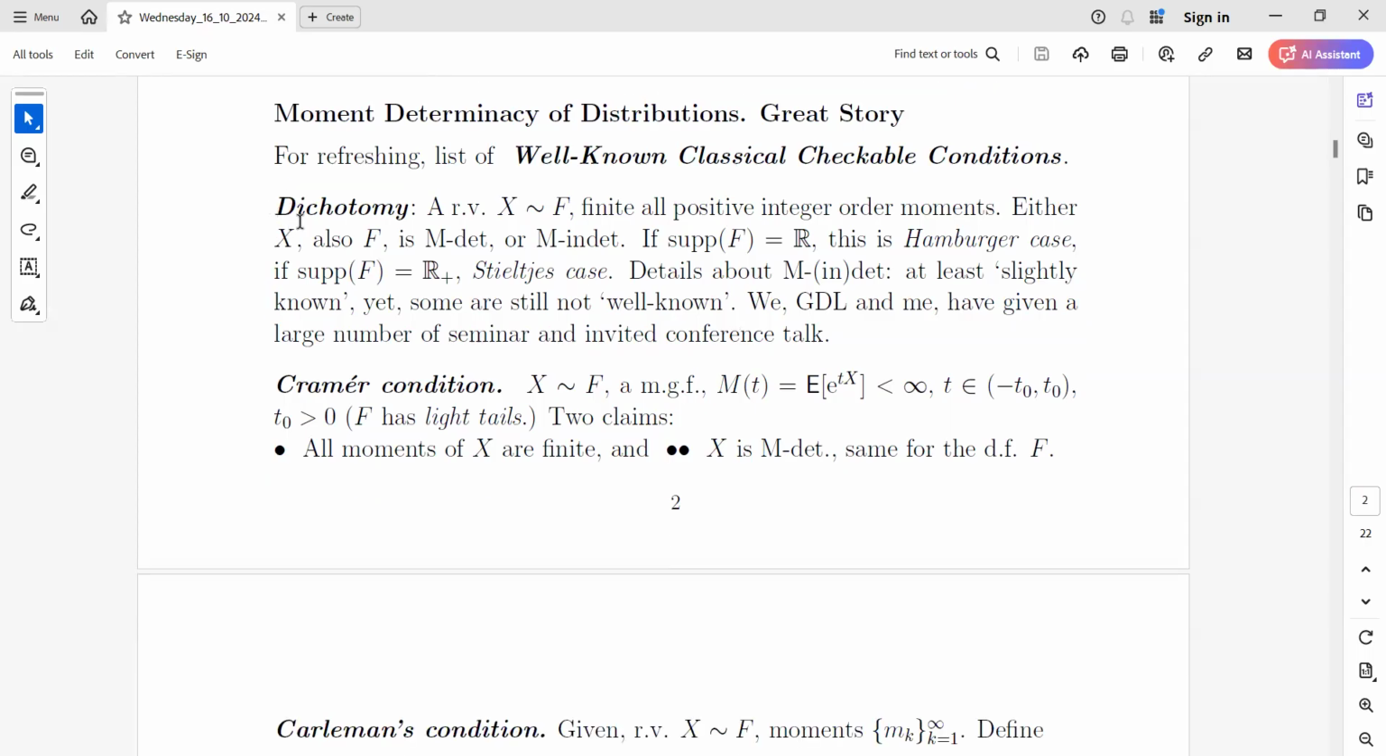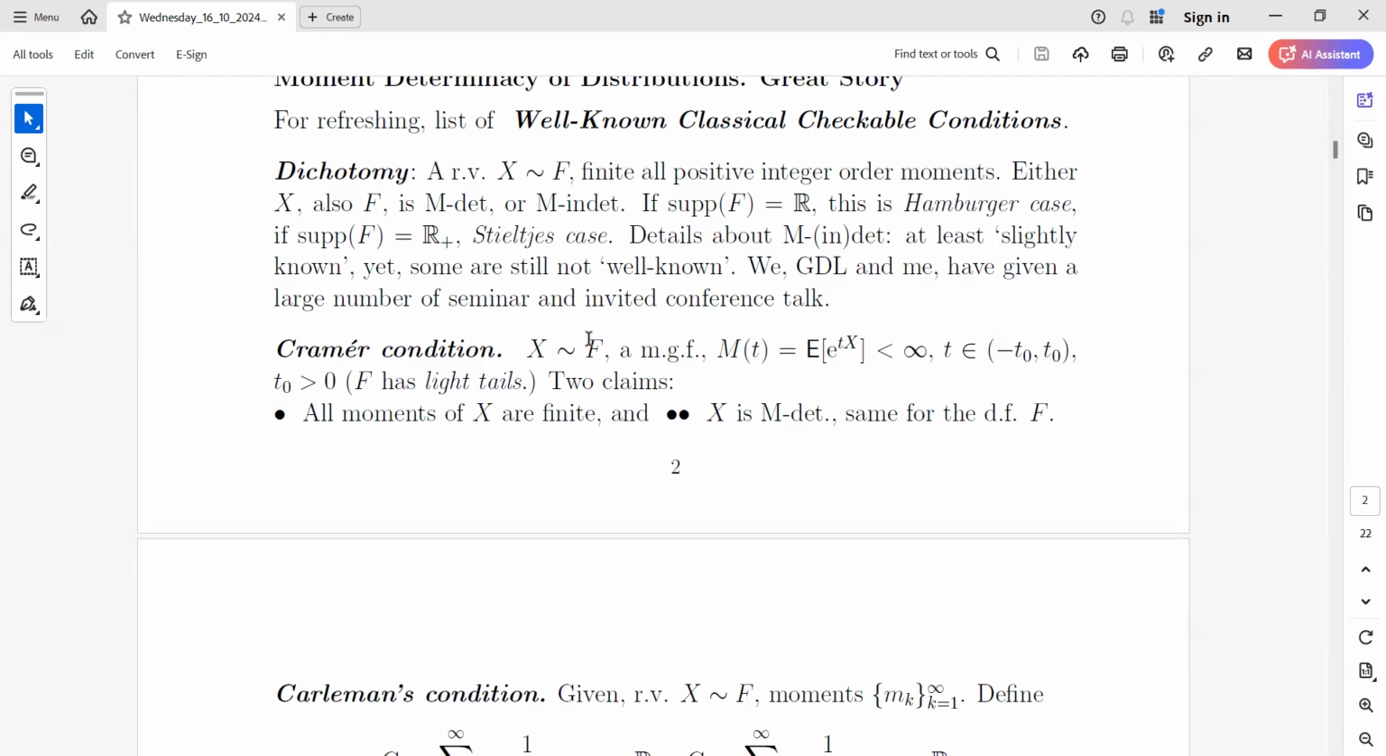So first, to remind that here there is the so-called dichotomy. This is a Latin word, dichotomy: if you have a random variable or distribution with all moments finite, then there are two possibilities. Either uniqueness, M-determinate, or non-uniqueness, M-indeterminate. And here are some names, etc.